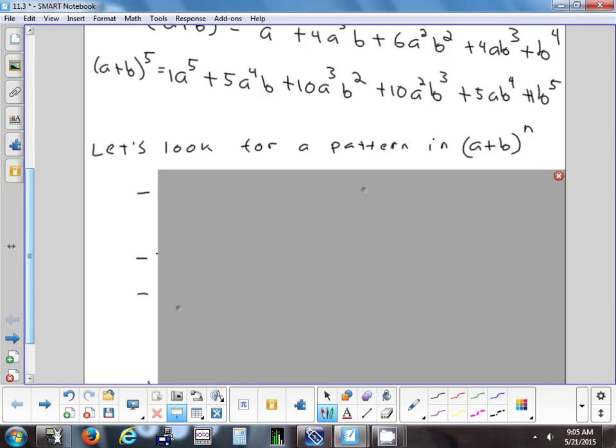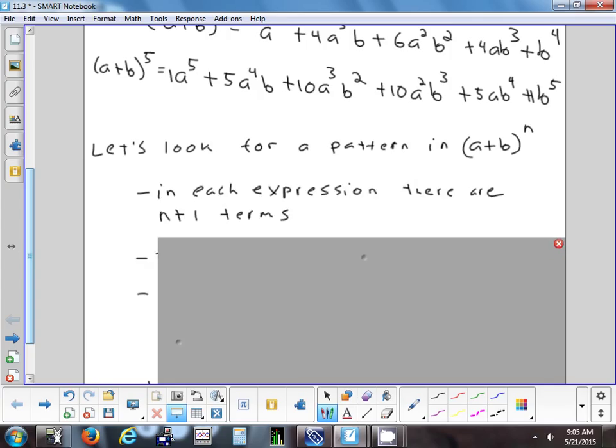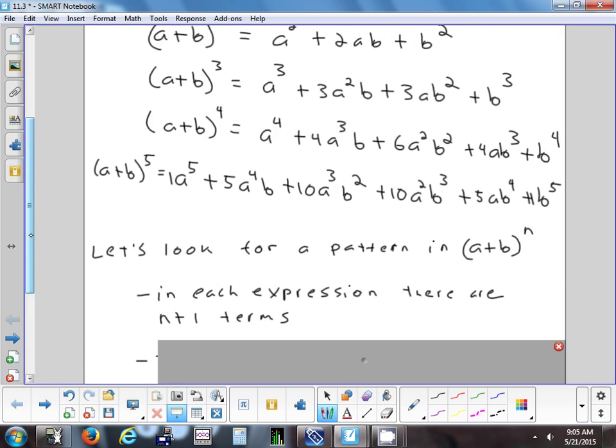You want to see a pattern there? They're all... which is what you raise the expression to. If you look at what your exponents add up to, they add up to the exponent that you were raising your binomial to. Also, if you just look at the number of terms, if you raise something to the 5th power, you're going to get 6 terms. If you raise it to the 3rd power, you're going to get 4 terms, and so on.